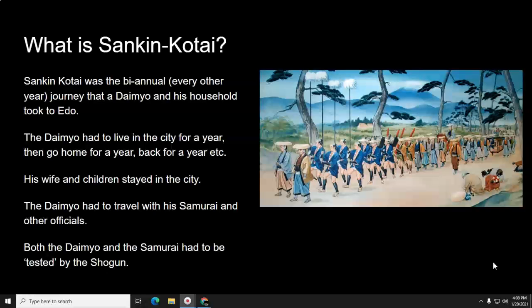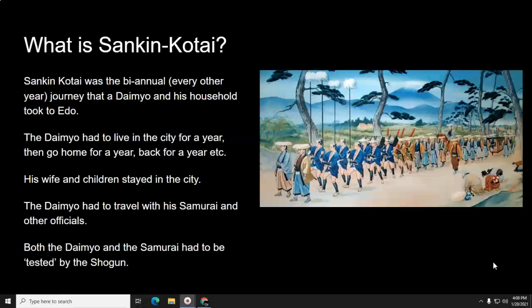The daimyo's wife and children stayed in the city. They couldn't leave. And that was part of the shogun's way to control the daimyo, because if the daimyo rebelled, then his wife and children were at risk. When the daimyo traveled, he had to bring his samurai and other officials. He had to bring his tribute, which would be, depending upon where he lived, crops or products or fish or what have you, and representative members of his community.